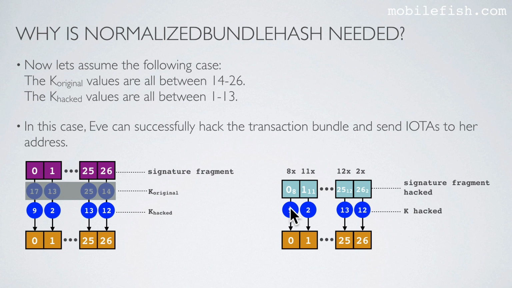8 plus 9 is 17, which matches this original value. 11 plus 2 is 13, which matches this value. 12 plus 13 is 25, which matches this value. And 2 plus 12 is 14, which matches this value. This hacked signature fragment and hacked k values give the same key fragment result as the original situation.